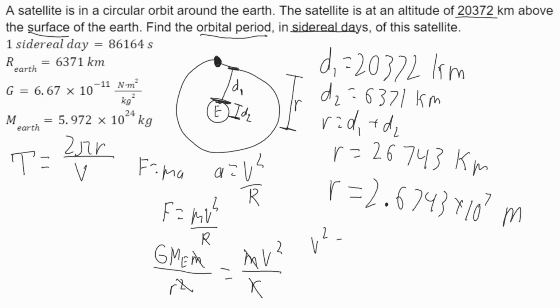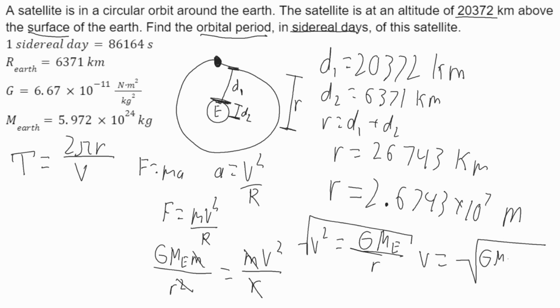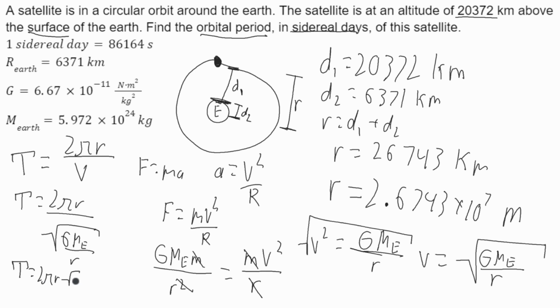We'll get that v squared is equal to G times the mass of the Earth over the distance from the Earth and the satellite. Take the square root of both sides, and we'll get that v is equal to the square root of G times the mass of the Earth over r. Now I can plug this velocity into here, and I'll get that the period is equal to 2 pi r over the square root of GM_E over r. So the period will be equal to 2 pi r root r over root G mass of the Earth.